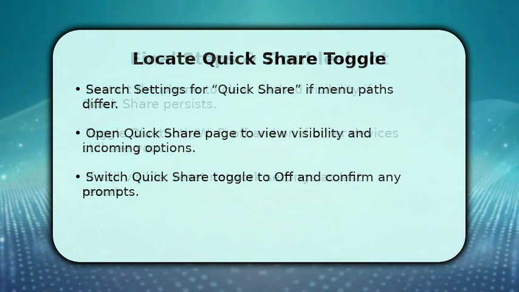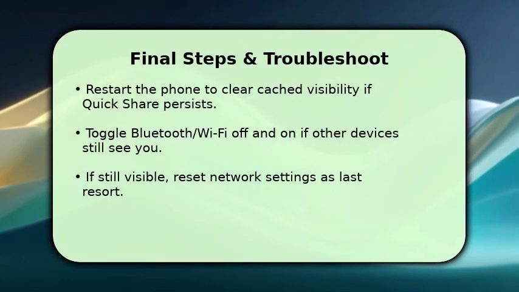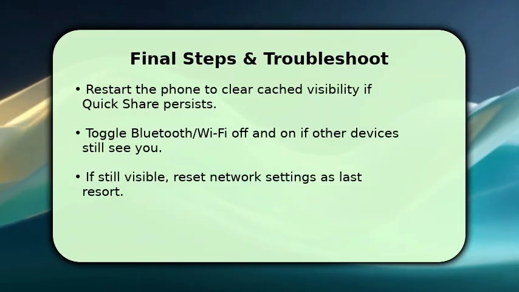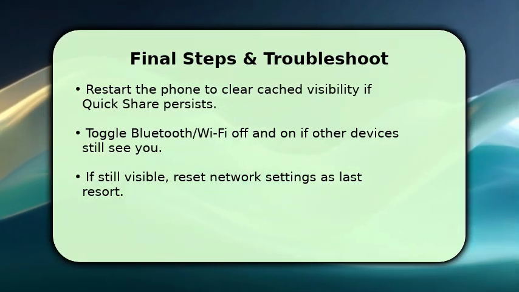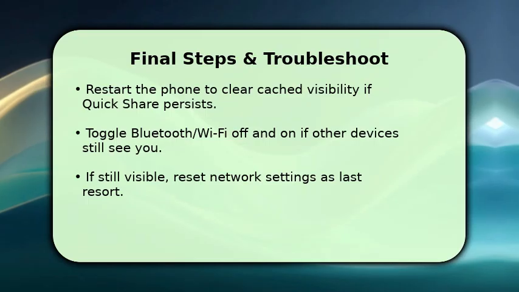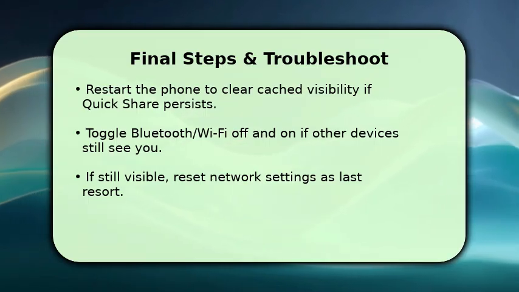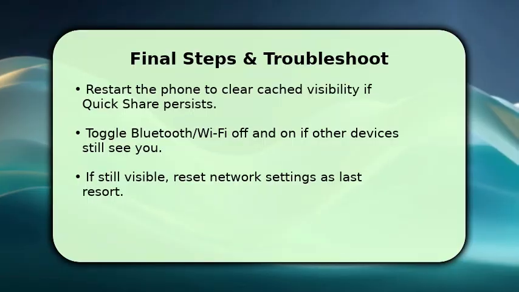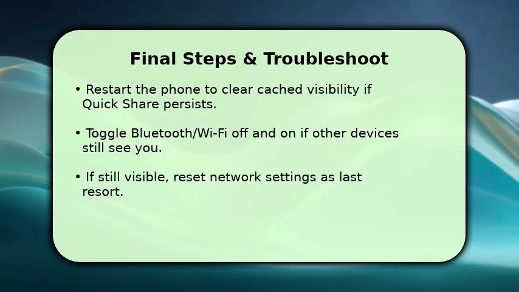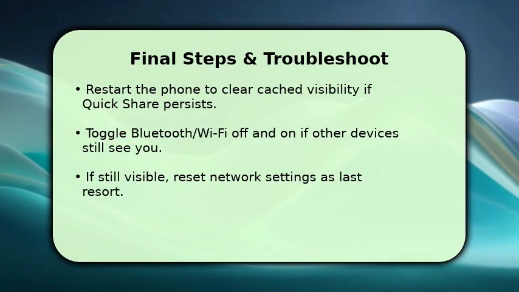To finish, reboot your Moto so the setting fully takes effect and device visibility clears. A restart often resolves lingering discovery. If other phones still see you, toggle Bluetooth and Wi-Fi off and on, then verify Quick Share remains off. If visibility persists, reset network settings as a last resort.